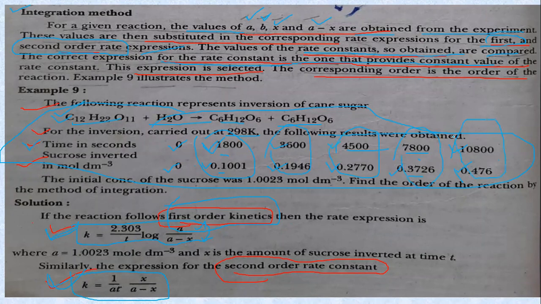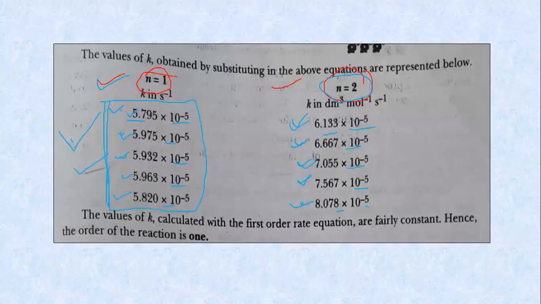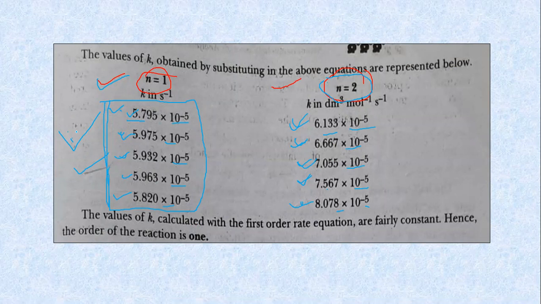Okay, so for each reading we are finding out the value of k, which remains constant for the first order reaction rate equation. So here k is a constant, hence the order of the reaction is first order. Okay, I think the concept is very clear to you.